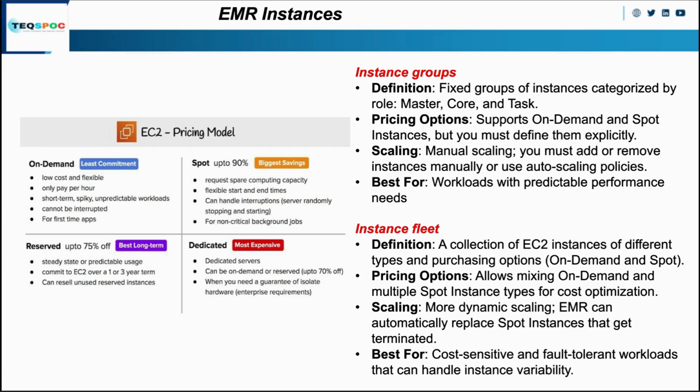And the last one is the dedicated. So what is the difference between dedicated and reserved? Dedicated servers can be on demand or reserved. It will have almost 70% off, but it is for when you need a guarantee of isolated hardware. So it is totally a customized setup, basically at enterprise level. Whenever the industry needs to set up an AWS EMR cluster, that is when the dedicated service comes up.